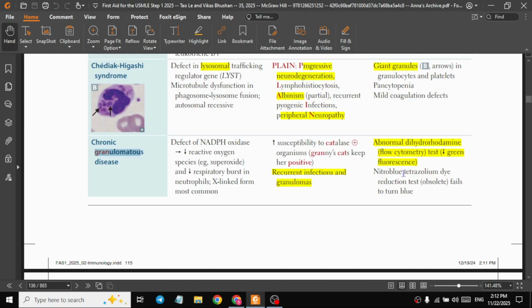Next thing is this nitroblue tetrazolium test. It usually fails to turn blue. Again, the colors are not changing into what they're supposed to. That's the key. Okay. All right.